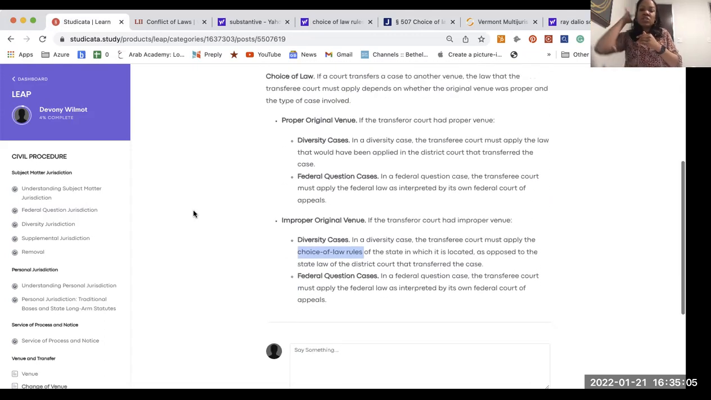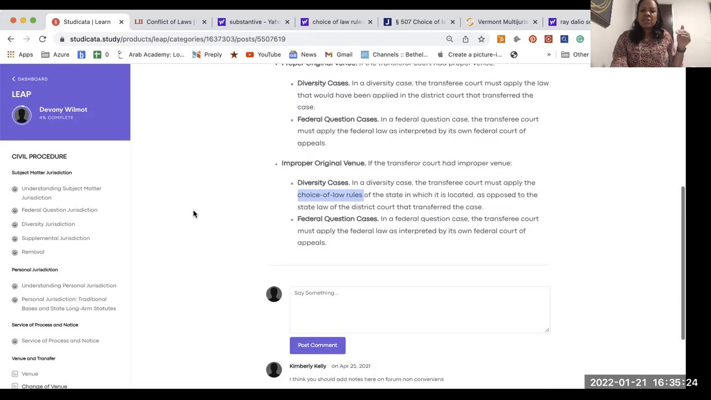So in federal question cases, we see no matter whether it's proper or improper, the transferee court must apply the federal law as interpreted by its own federal court of appeals. In a diversity case, if it was proper venue, the transferee court must apply the law that would have been applied in the district court that transferred the case, okay? If it was improper venue, then the transferee court must apply the choice of law rules of the state in which it is located, as opposed to the state law of the district court that transferred the case.